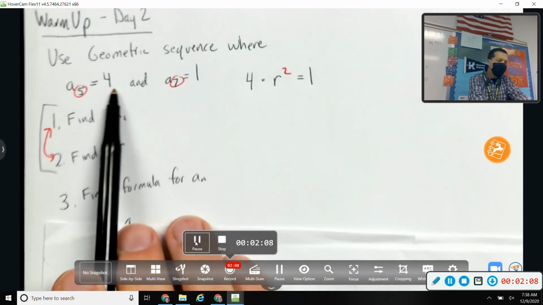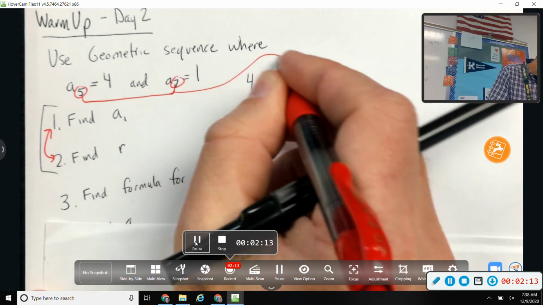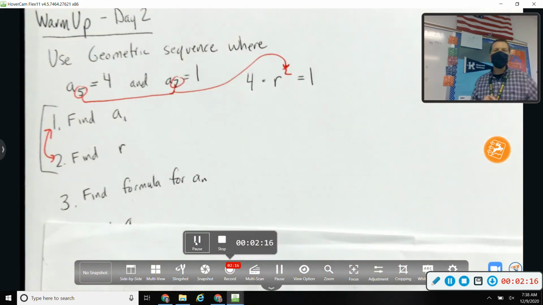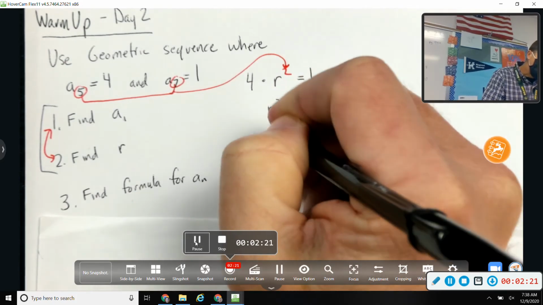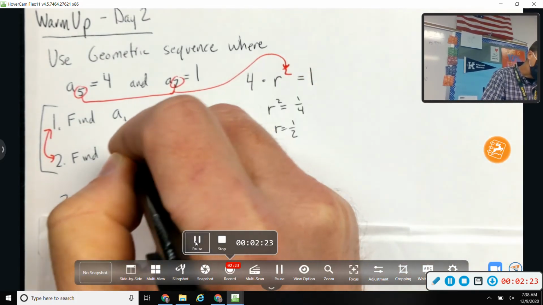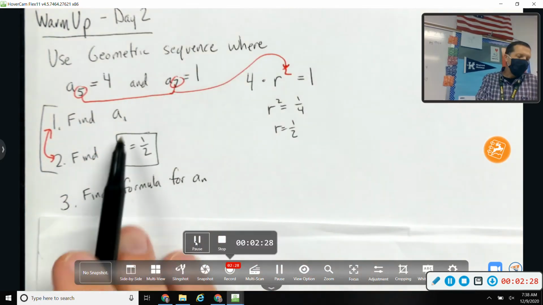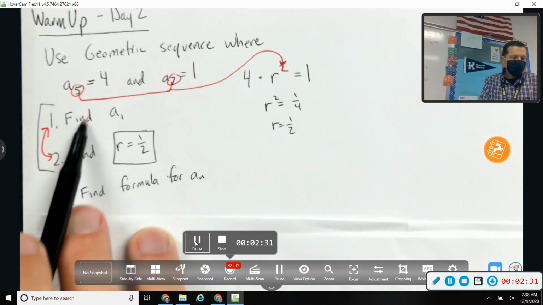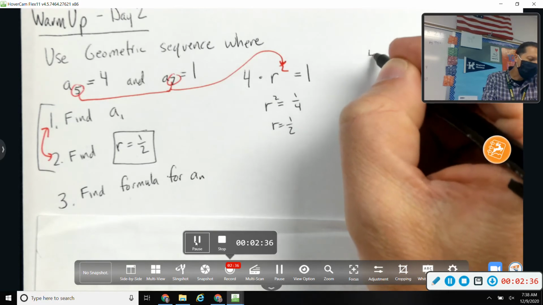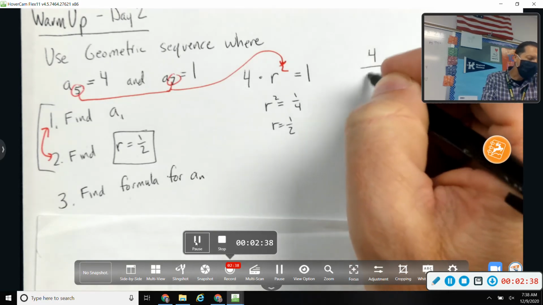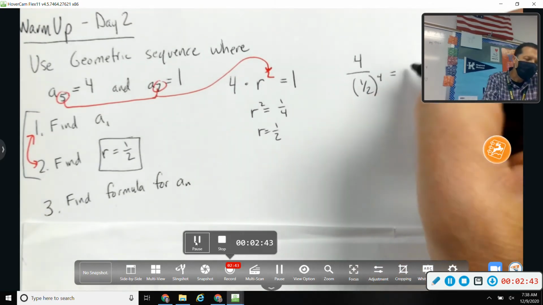If I start at 4, I multiply by R 2 times to get to the 7th term. So R squared is 1/4, which means R is 1/2. To get to A1, I need to back up 4 times. So if I start at A5 and I back up, I'm going to divide by 1/2 4 times, and that will get me what A1 is.